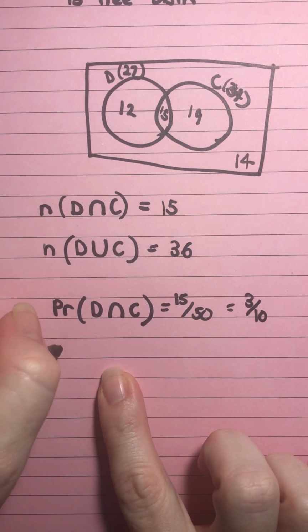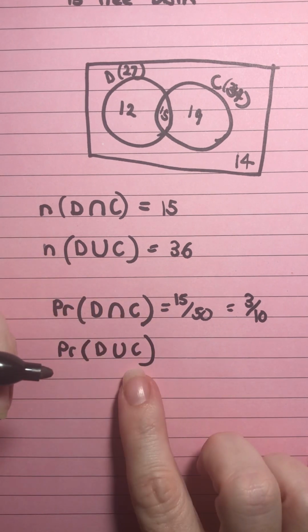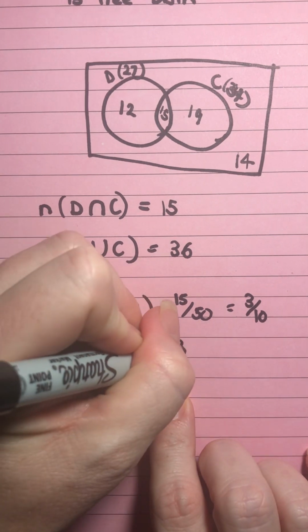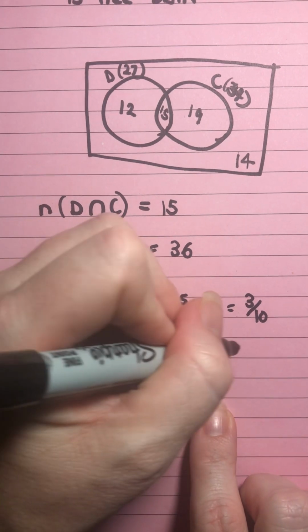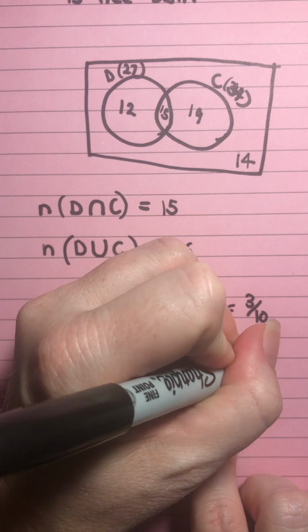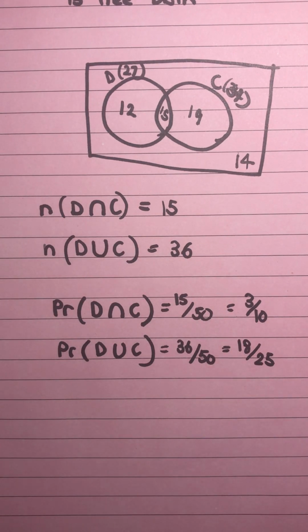Now, if we want the probability of the D union C, or D or C, then that's where we have our 36 over 50. When we divide that by 2, we'll get 18 over 25. And that's as far as we can go with simplifying that.